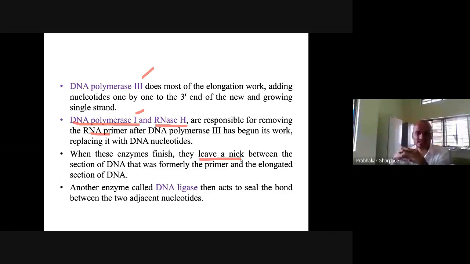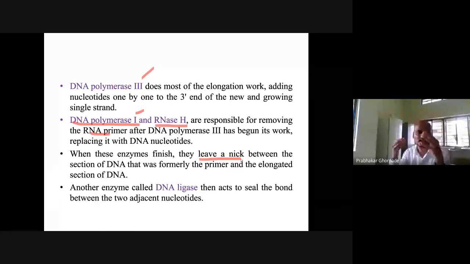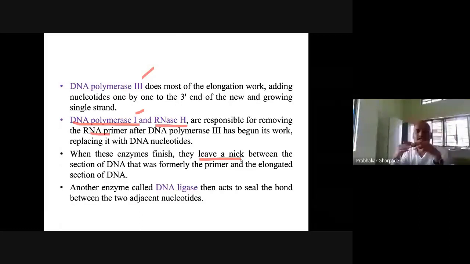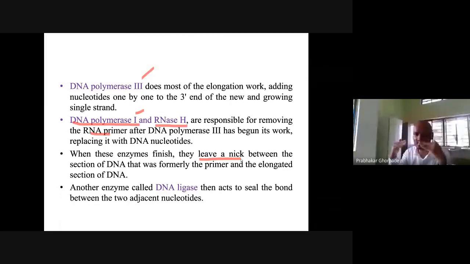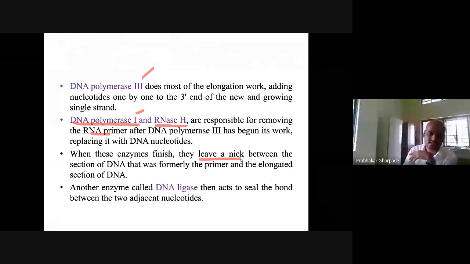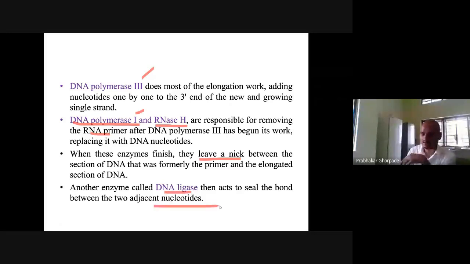Between the sections of the DNA that was formerly primer and the elongated section, there is a nick. For example, the RNA has been removed, DNA polymerase 1 has added the dNTPs, and now this nick has remained. So this nick we have to seal. How to seal the nick? Again, we have another enzyme, DNA ligase. It will come and ligate that nick. Okay, a nick means we have a small gap in our DNA during this process. So DNA ligase does that function. It seals the nick.